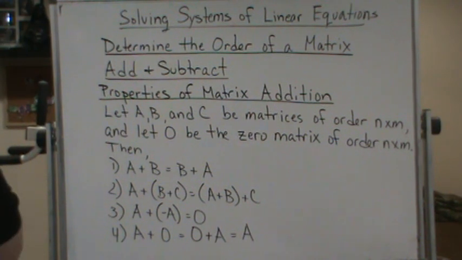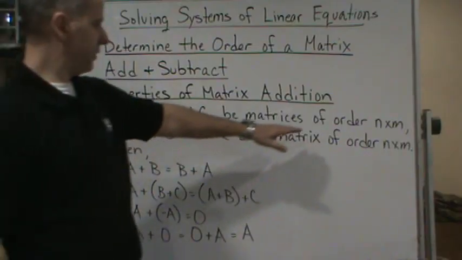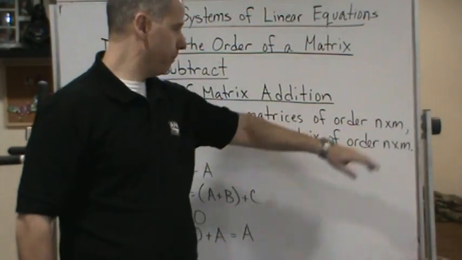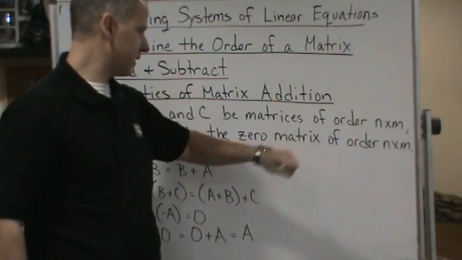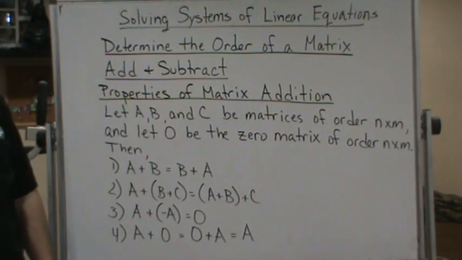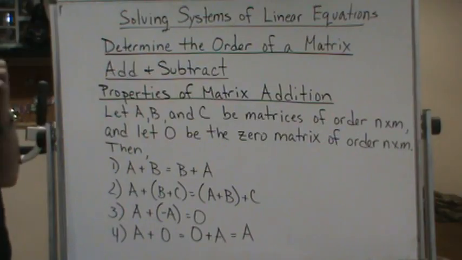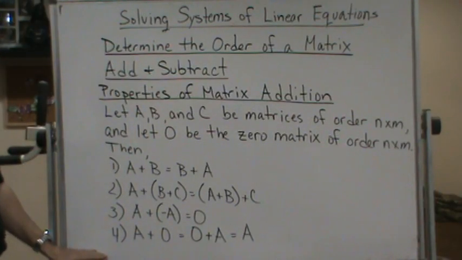Okay, welcome back. Now here are the properties of matrix addition. So let's start out by saying let A, B, and C be matrices of all the same order, n by m. And let this be the zero matrix of order also n by m. Then these properties always hold, right?